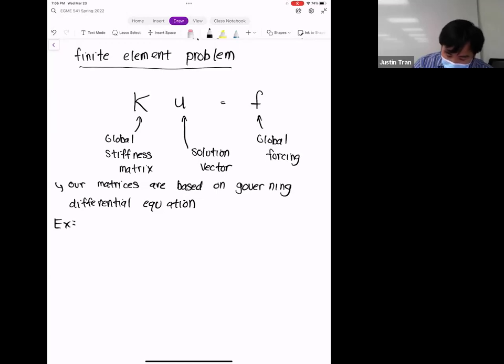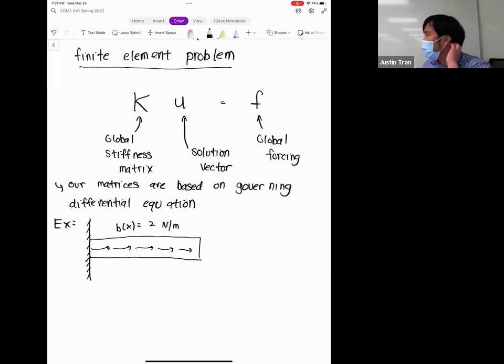All right, so in this example, I said that we have a rod that's attached to a wall. Let's say that our rod here has a body force. So let's say that we have B of x equal to 2 newtons per meter. Apparently we're on a planet with sideways gravity, I guess we can say.